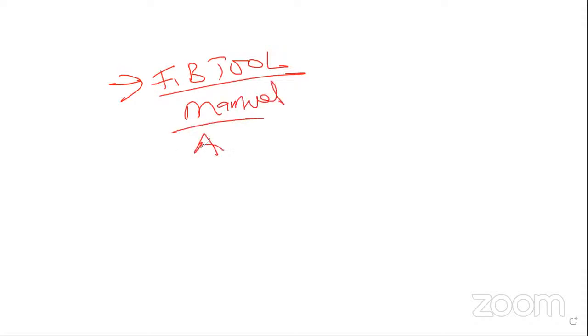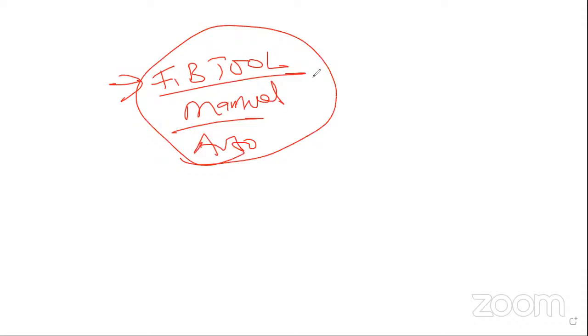We are going to go back again, and we shall look at the fib tool, both the manual one and also the auto one, next week, and how we could use the fib tool because it's a very important indicator. It is an indicator used to determine the trend of the market.